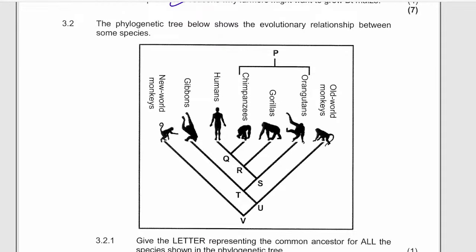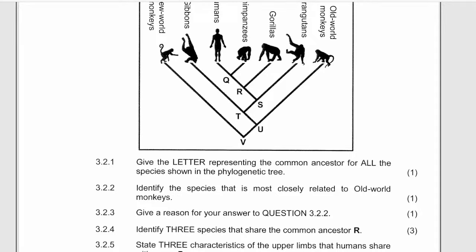The phylogenetic tree below shows the evolutionary relationship between some of the species. Give the letter representing the common ancestor of all species shown in the phylogenetic tree. The letter is V, because everything goes there. This one, when it came, it split. You understand? Yes.